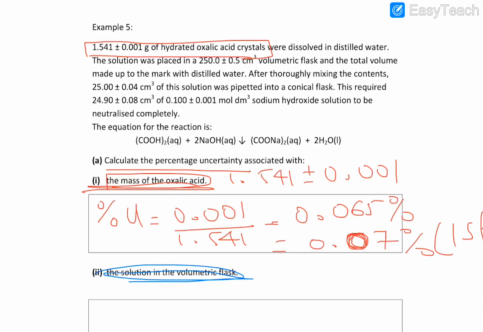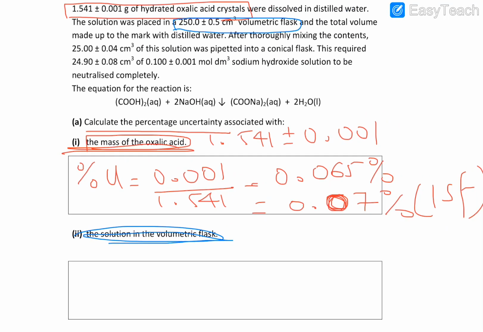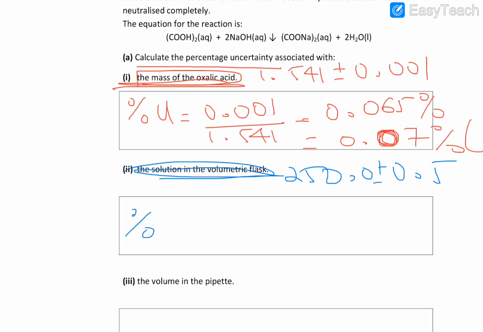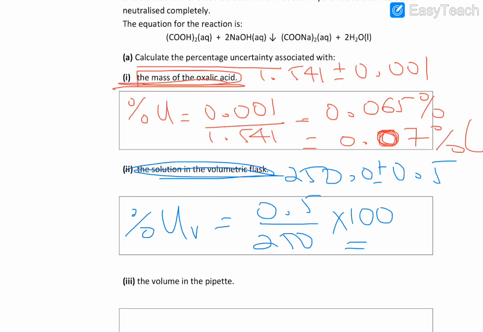Then the second part, you will need to find the uncertainty in the solution of the volumetric flask. Let's look at the solution in the volumetric flask. So here is the solution in the volumetric flask. So 250 plus minus 0.5. So then the percentage uncertainty in volume, that's 0.5 over 250 times 100, that gives me 0.2%.